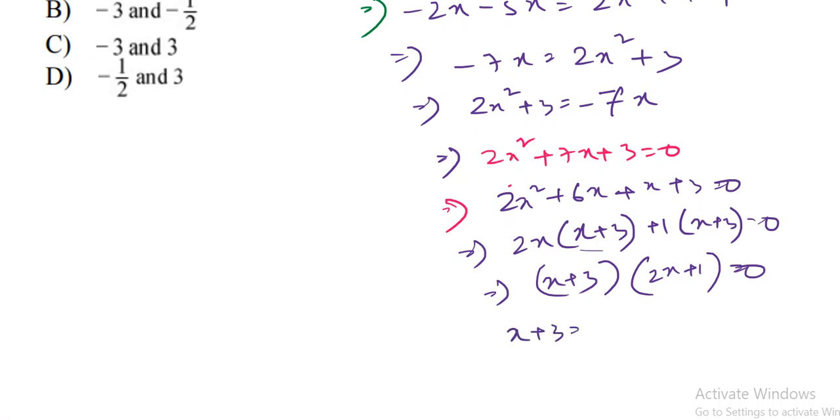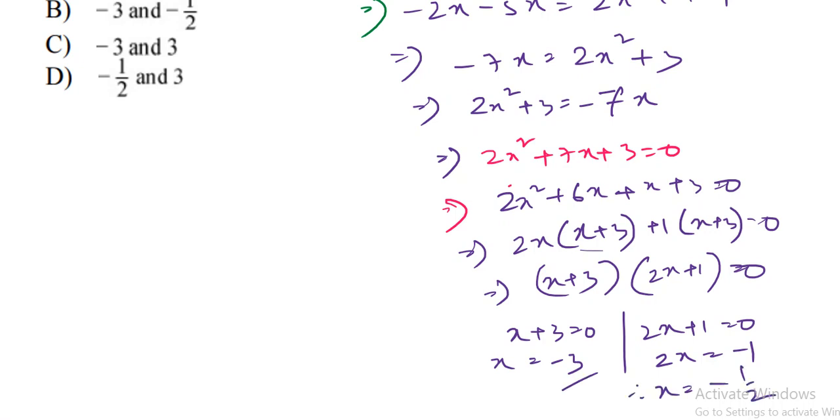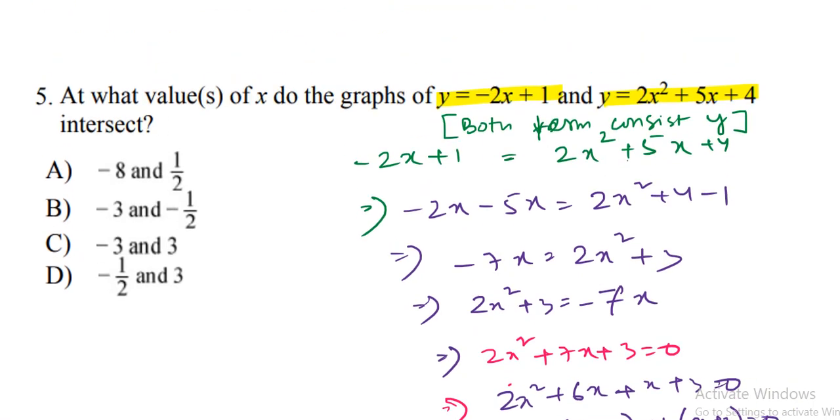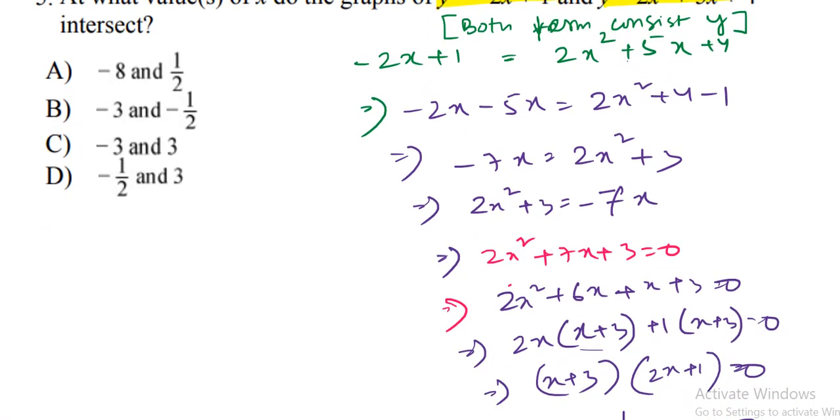So what will be the solution here? x plus 3 equals 0 and 2x plus 1 equals 0. So what will be the value of x? Here the value of x is minus 3, and here 2x equals minus 1, so the value of x is minus 1 by 2. So minus 3 and minus 1 by 2 is the option here. So what will be the correct option? Correct option is option B.